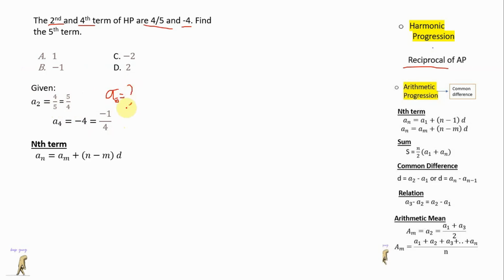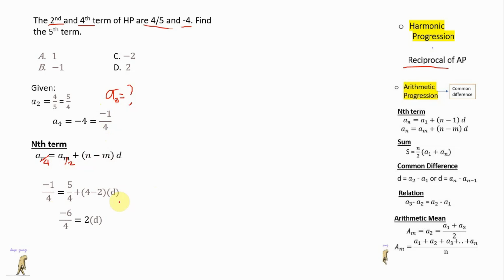So let's solve this using our nth term. First, what we need to do is what we did a while ago. We just need to find our d first in order for us to solve the value of a sub 5, right? This time, our n is the value of 4, a sub 4. And our m is the value of 2. So let's do that. As we can see, we just put in the reciprocal of our given, okay? And then we substitute our n and m, and then our d.